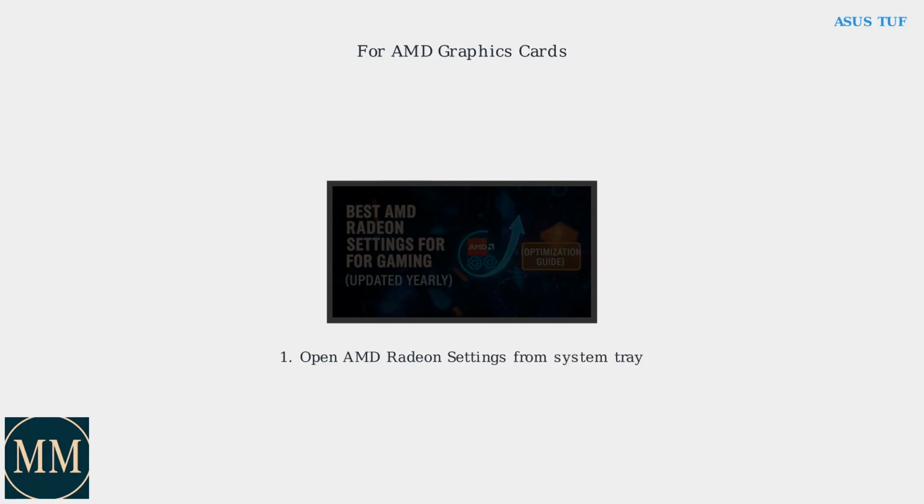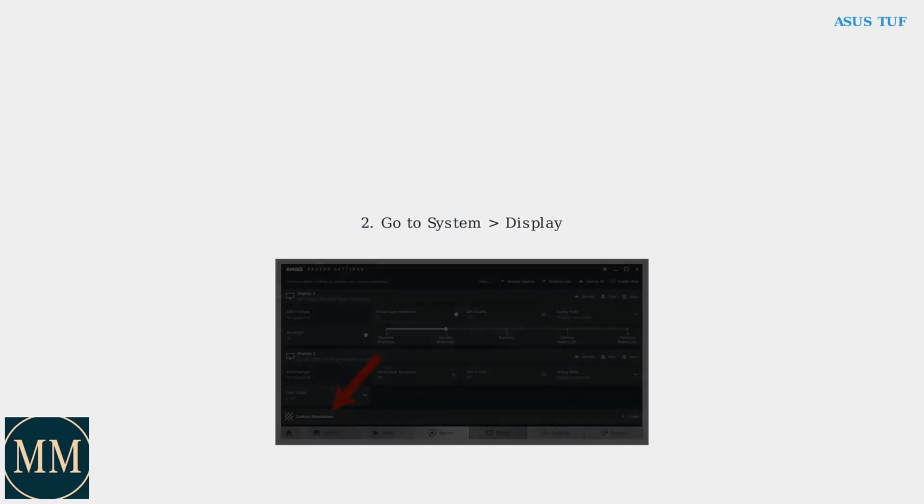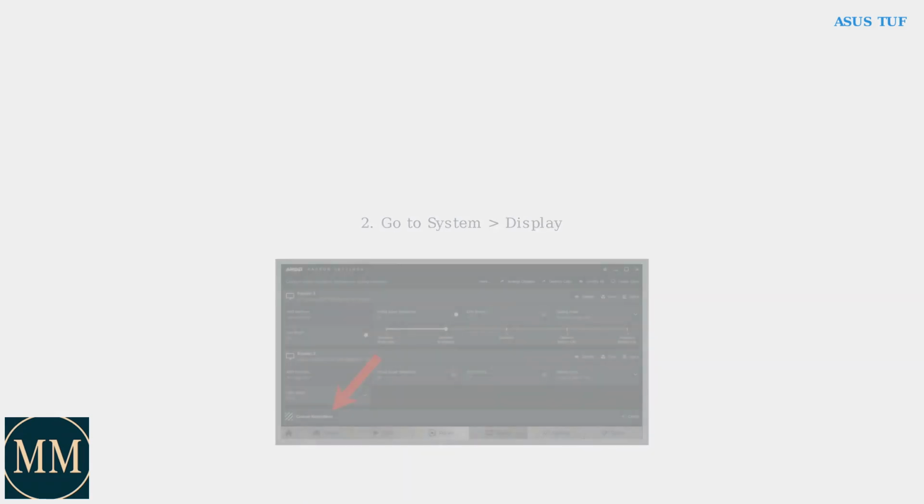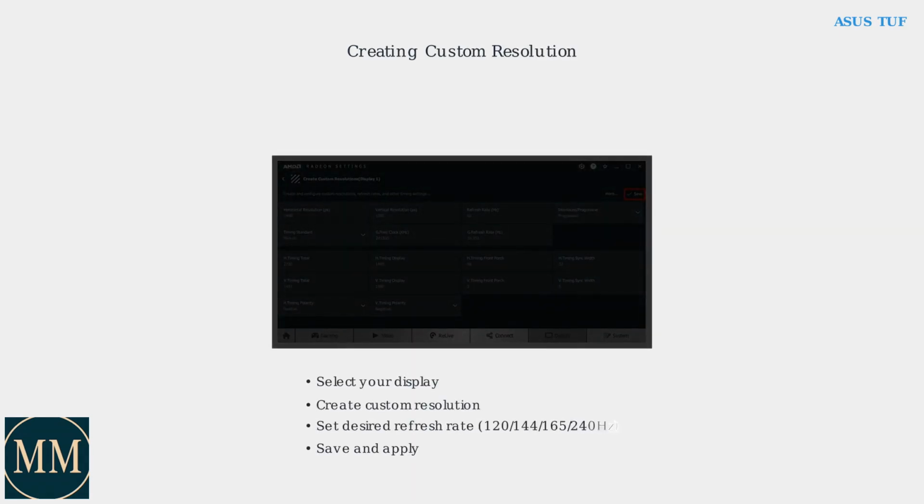For AMD graphics cards, open AMD Radeon Settings from your system tray or desktop shortcut. Navigate to System, then Display. Here you can access monitor settings. To create a custom resolution, select your display and create a custom resolution. Set the horizontal and vertical resolution to match your monitor's native resolution. Then set the refresh rate to your desired high rate like 144 Hz or 165 Hz. Save and apply the changes.